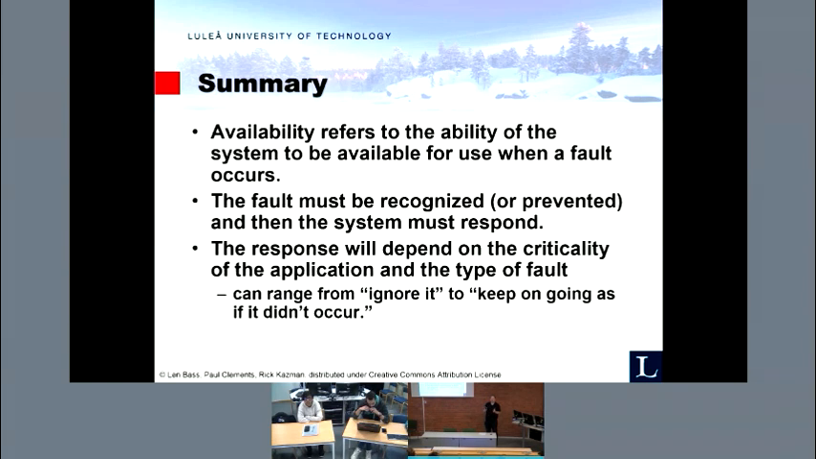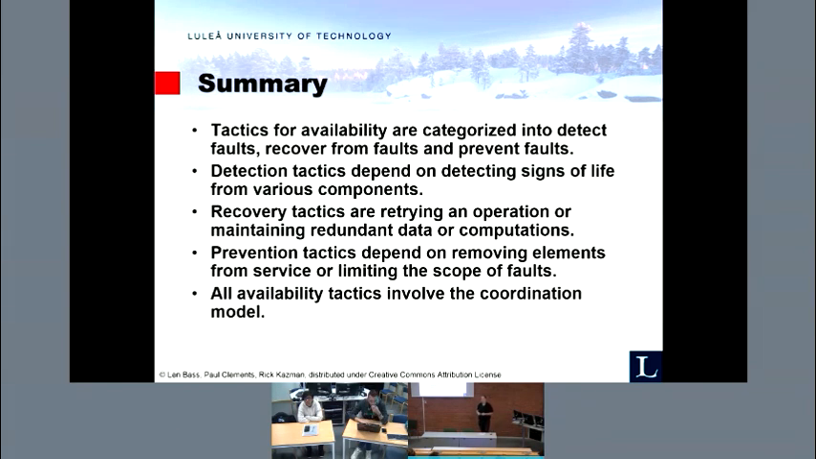Okay, sum up, and soon you'll have lunch, I guess. So availability refers to uptime, basically, to make sure that you can prevent faults and make sure that the system is always running. So we need to recognize the fault. We need to respond to the fault and make sure the critical components are still up and running. And we've discussed tactics and ways to deal with this, that we can detect faults, recover from faults, and prevent faults. And we've talked about a few of these steps that you can go through. So I would like to end like this, unless you have questions.